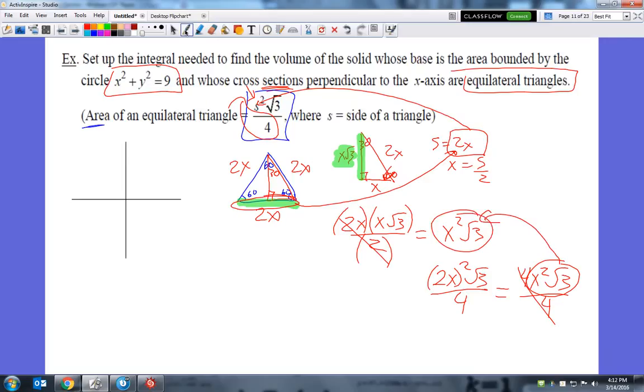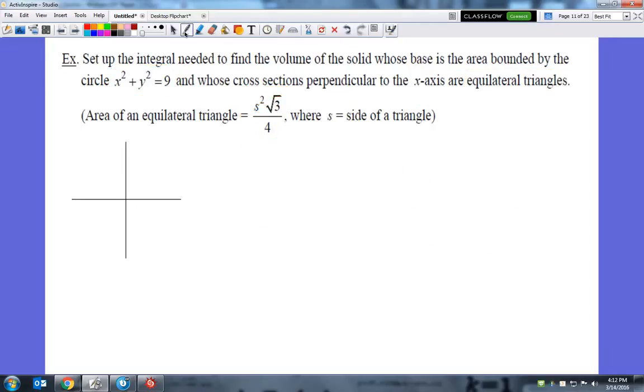So instead of working all that out on the fly to find the area formula for an equilateral triangle, you're just going to go ahead and memorize it. The area formula would be s squared times root 3 over 4. Okay, so perpendicular to the x-axis. If you need to draw that real quick, here's the x. Perpendicular, they're going to be dx's. They're vertical slices, and they're all equilateral triangles.